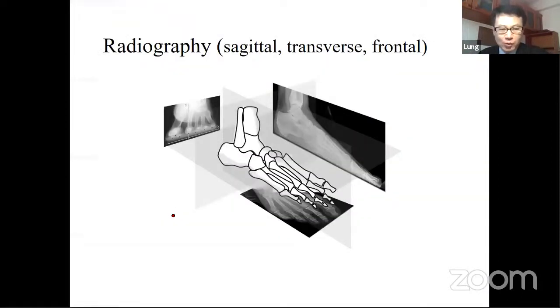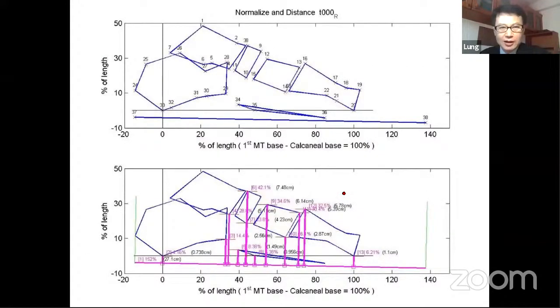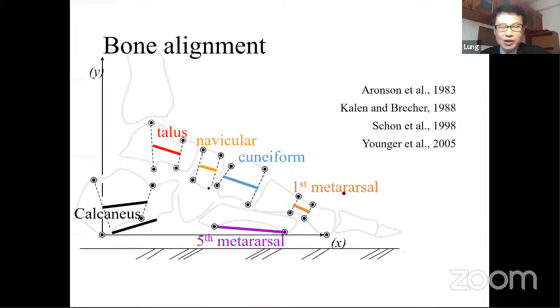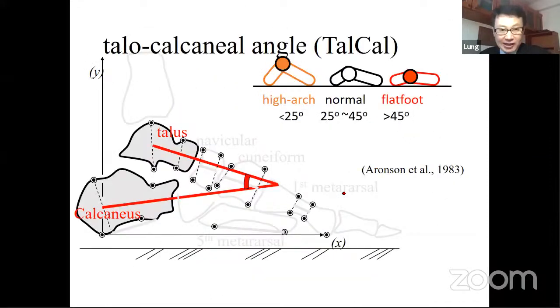And then we use the radiographic. For the radiographic, we take three views: sagittal, frontal, and transverse, to detect it. Then we mark all of the bones, and we make the model. After that, we know the bone axis. Actually, that is the bone axis. With the bone axis, we can calculate the angle.